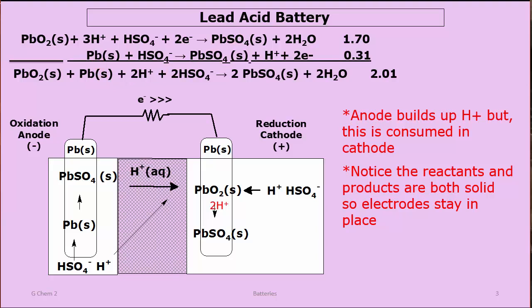Look on the other side, on the oxidation side, the anode side. It's the same thing. Lead solid turns into lead 2 sulfate, which is also solid, so it doesn't change position.